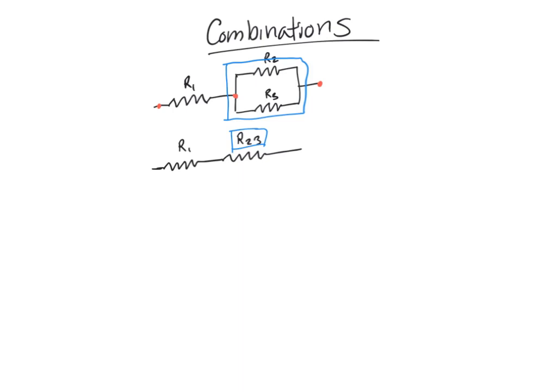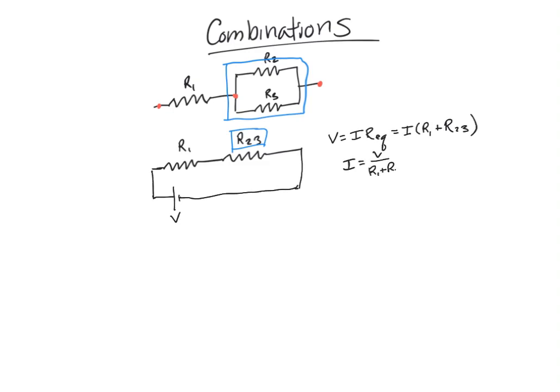If you find, for example, the voltage across this section of the circuit, let's do an example. If I connect this whole thing to a battery, then I know that V equals I times the equivalent resistance, which is equal to I times R1 plus R23. Then I can find the total current if I want, for example. The total current is simply equal to V over R1 plus R23.